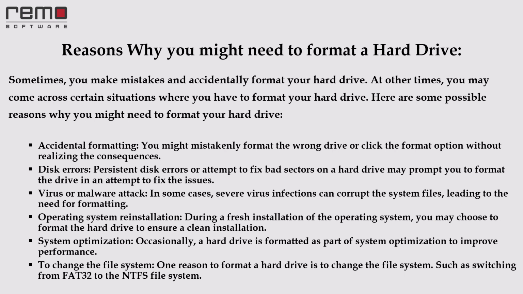Sometimes you make mistakes and accidentally format your hard drive. At other times, you might come across certain situations where you have to format your hard drive. Here are some possible reasons why you might need to format your hard drive. Accidental formatting. You might mistakenly format the wrong drive or click the format option without realizing the consequences. Disk errors. Persistent disk errors or attempts to fix bad sectors on a hard drive may prompt you to format the drive in an attempt to fix the issues.